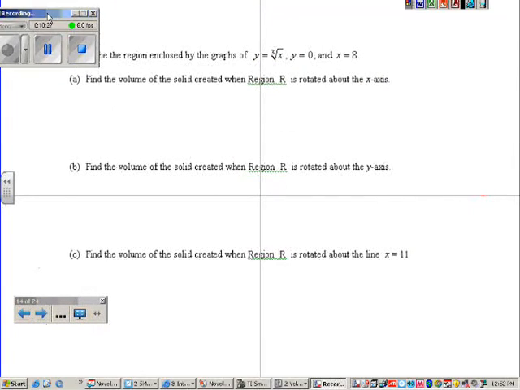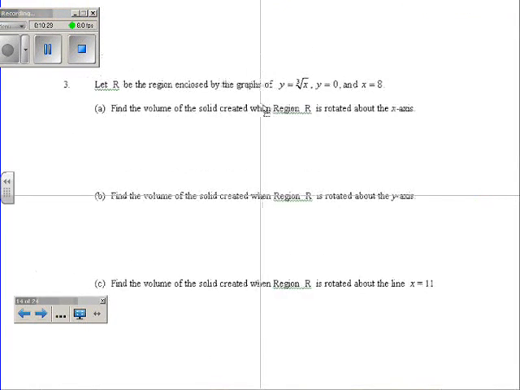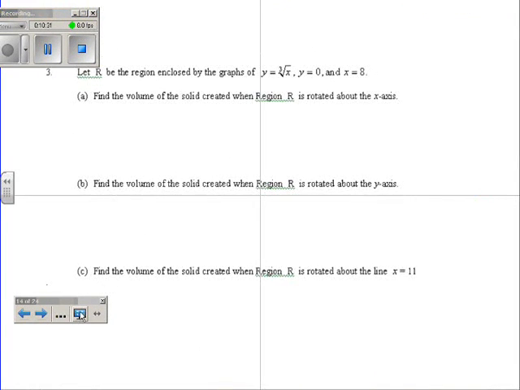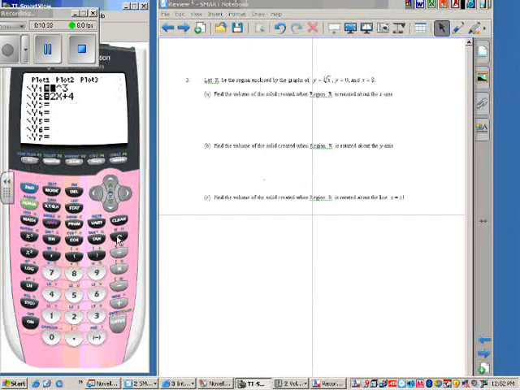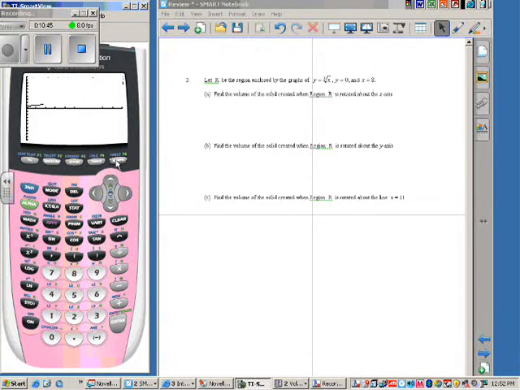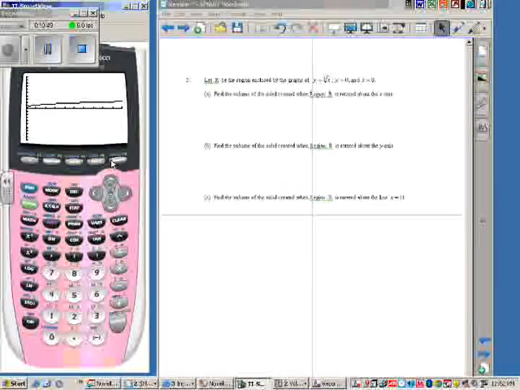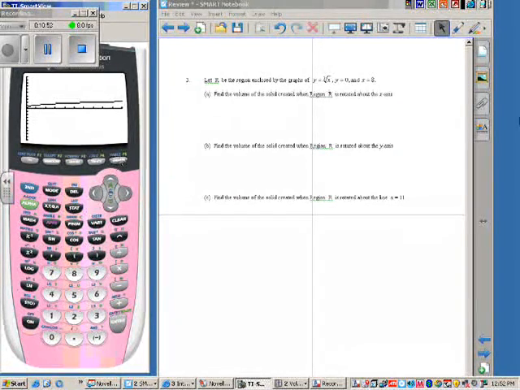Okay, number 3. It says, let R be the region enclosed by the graphs of the cube root of x. So let's enter in the cube root of x. You can just say x to the 1/3 power. And y equals 0 and x equals 8. Okay, so if I graph this, if I want to do y equals 0 and x equals 8.